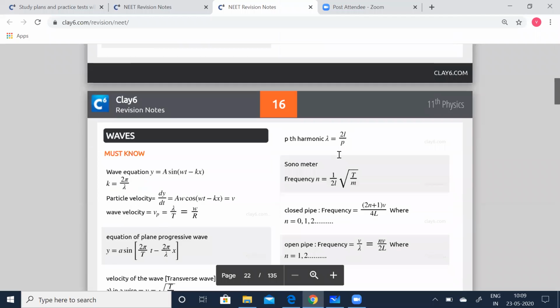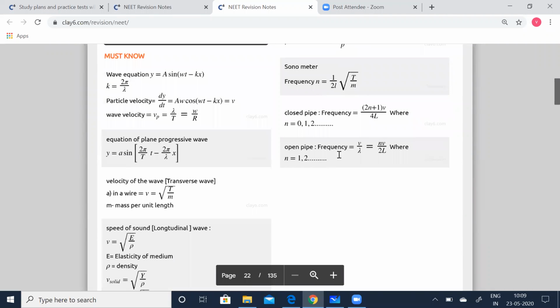Now coming to waves. Wave equation, y is equal to a sine (omega t minus kx), where k is equal to 2 pi by lambda. Particle velocity is equal to dy by dt, which is equal to a omega cos(omega t minus kx), which is nothing but v, because we know rate of change of displacement is velocity. So this is particle velocity, and wave velocity is given by lambda by T, which is equal to omega by k.